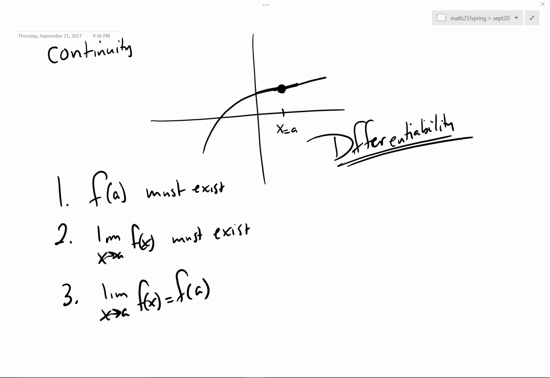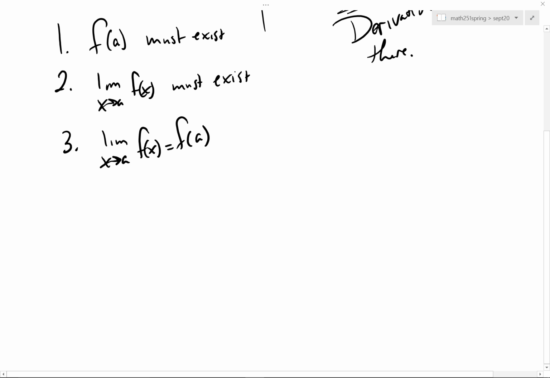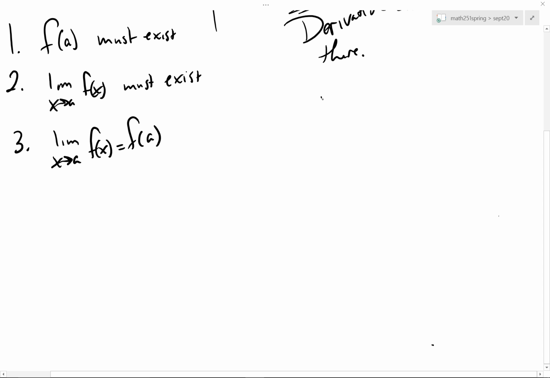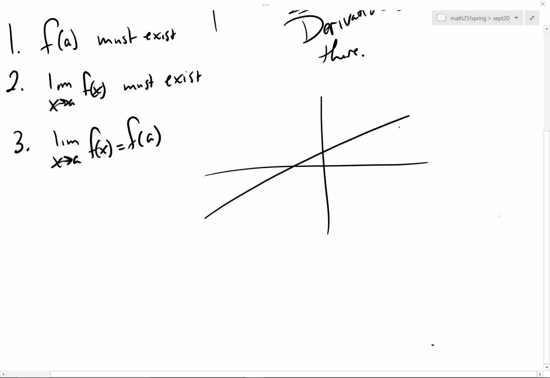And of course this means what? That means the derivative exists there. Interesting. What does that mean, Jay? Well, it means this. So, for instance, let's do a nice linear function. Boring. Right here at x equals 2, does the derivative exist there?